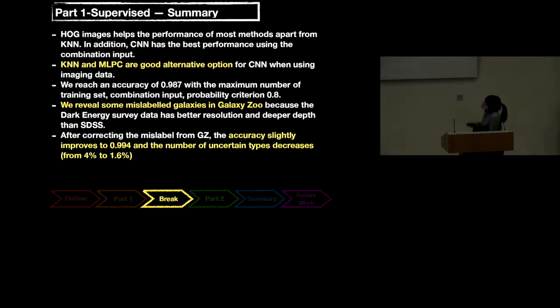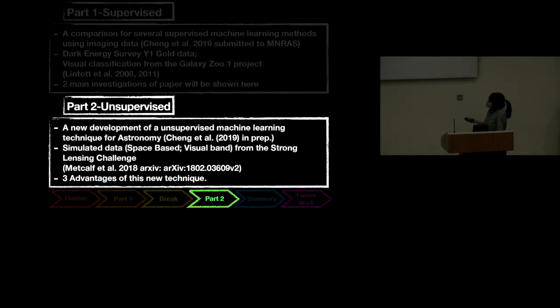Okay, so here is a little summary of the first part. Just briefly, k-nearest neighbor and a neural network are good alternative options when you're using imaging data. And we reveal some mislabeled galaxies in Galaxy Zoo, because that data is better than Sloan data in the resolution and the depth. And after correcting that, we push our methods to an accuracy of over 0.99 in galaxy morphological classification. So part 2 is about unsupervised machine learning.